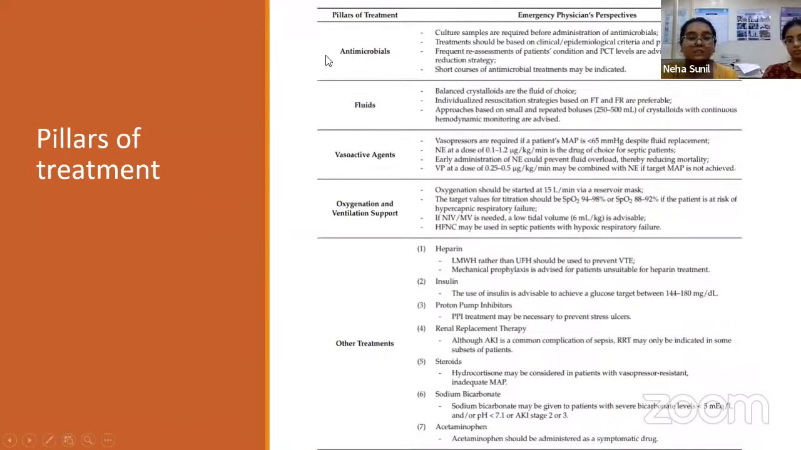Now, as discussed above, these are the pillars of treatment in a patient with sepsis and septic shock: the antimicrobials, the time of initiation of antimicrobials and the coverage that we use; the fluids, the initiation of fluids, the amount of fluids, and to see if the patient is fluid tolerant and fluid responsive; vasoactive agents, early initiation of vasoactive agents in case the mean arterial pressures are not picking up, and adding agents like vasopressin if required, and changing their doses; and oxygenation and ventilation of the patient, and other treatments. All these come under the pillars of treatment in a patient with sepsis and septic shock.